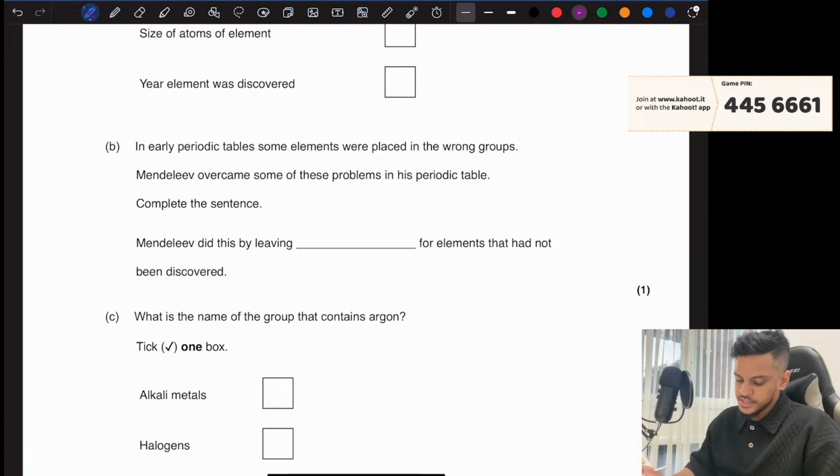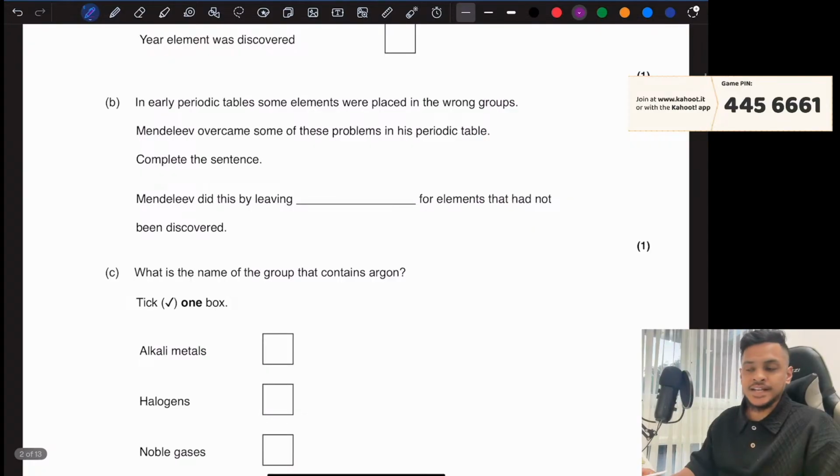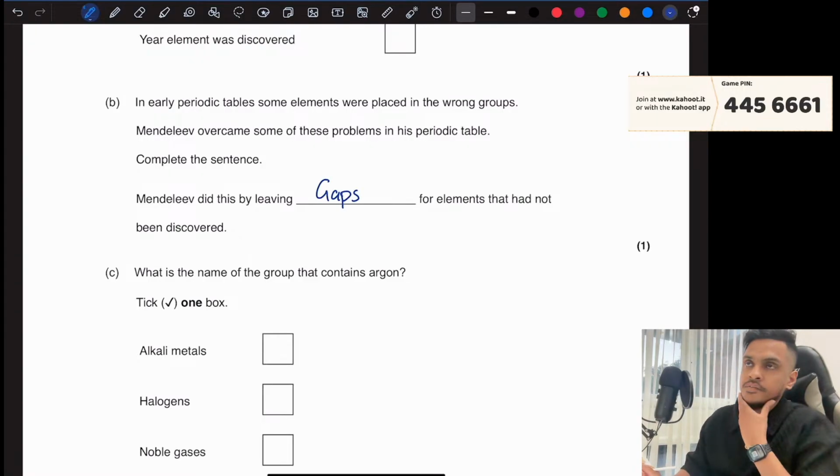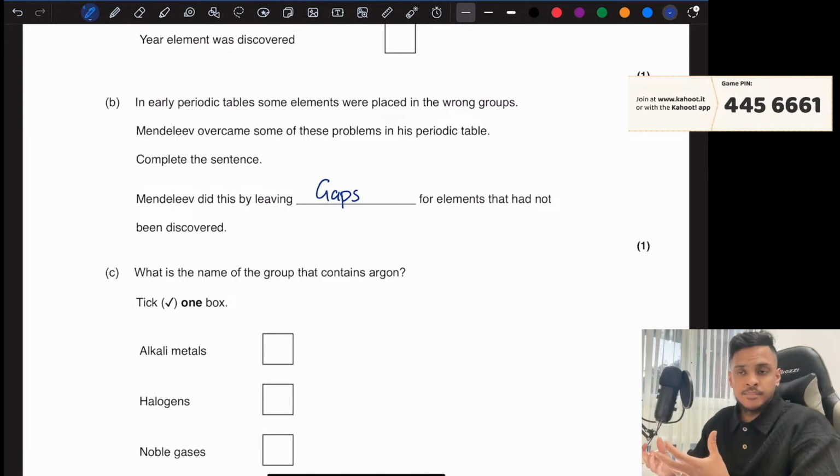Next up, Mendeleev did this by leaving what? This question comes up all the time. Gaps. Olivia, thank you very much. Answer here is gaps. So what he did, unlike other scientists who forced elements into different groups, he did something different. If he found that the properties didn't match up, he left gaps there because he predicted that those elements hadn't been discovered at that point in time, instead of forcing groups into that.